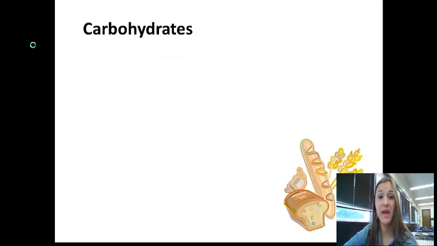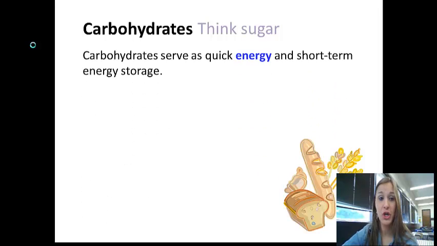So the first one that we're going to focus on are carbohydrates. Again, carbs are your breads and your pastas, but I want you to think sugar. Bread and pasta and candy are all made up of sugar. Carbohydrates are sugars. And think about what sugar does for you. If you eat candy, all of a sudden you get hyper. You're getting quick energy. You might feel hyper for a little while, but then it soon fades away because carbohydrates serve as quick energy or short-term energy.